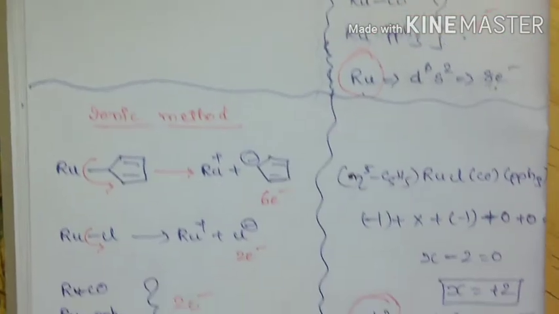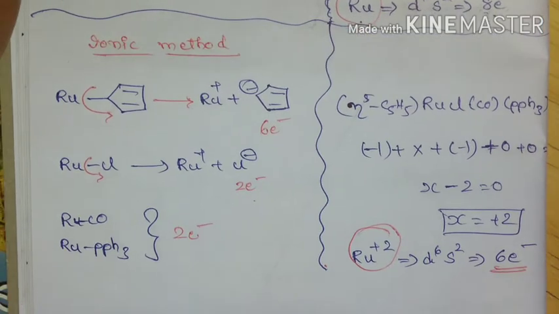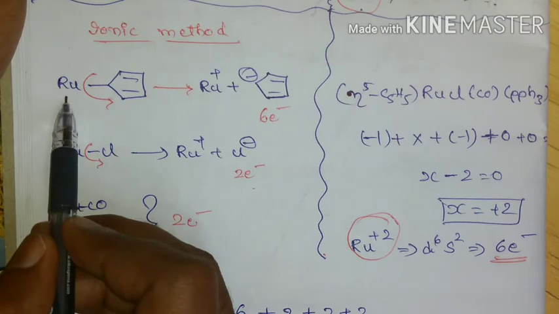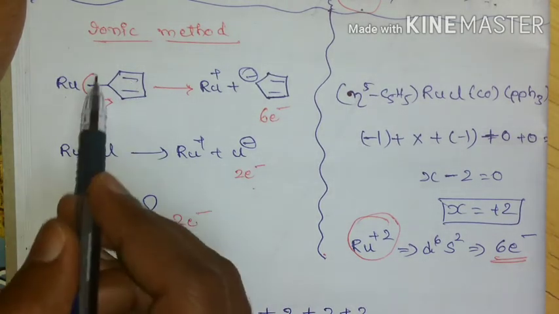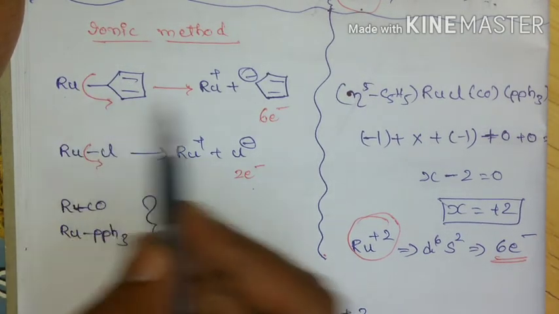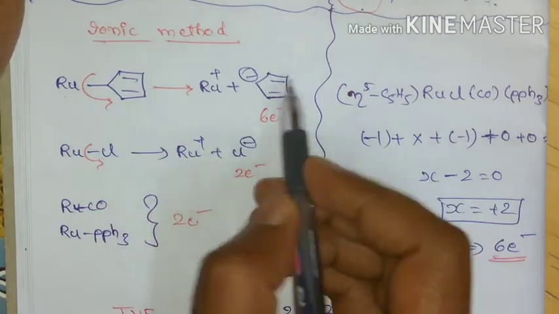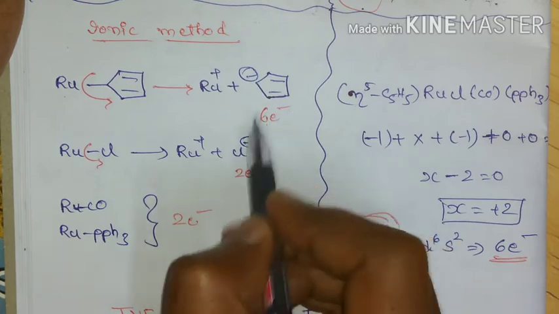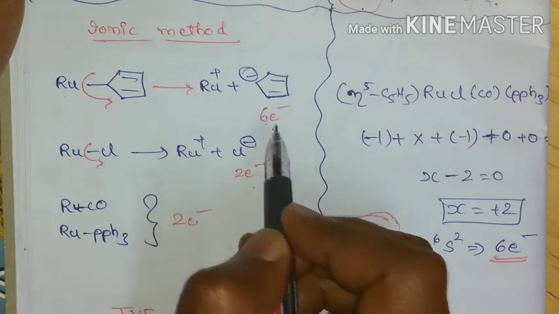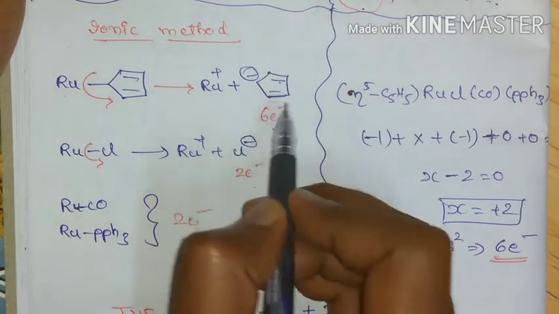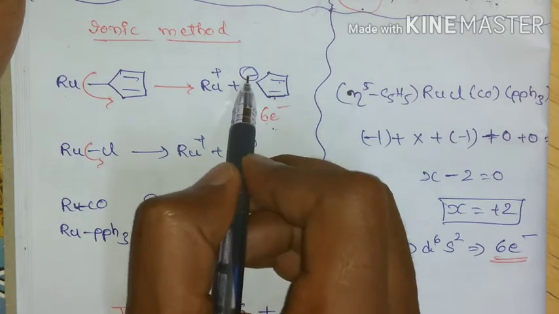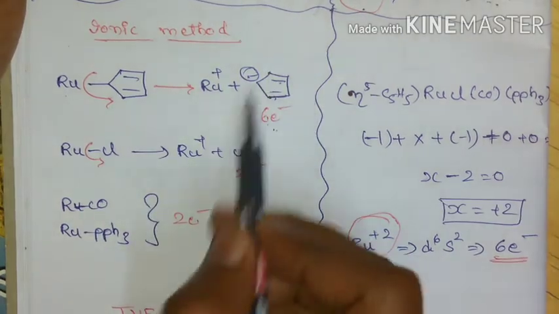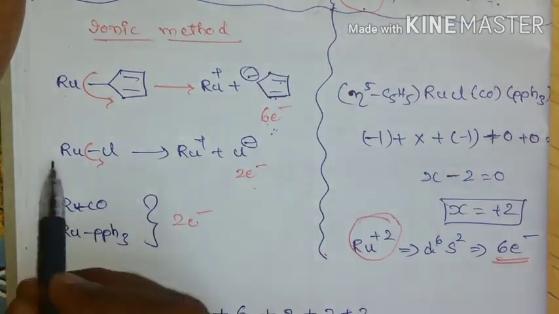So if you see the ionic method, in the ionic method we are going to do heterolytic cleavage, means between ruthenium and this ligand we are going to do heterolytic cleavage. After doing heterolytic cleavage, this contribution will change. Now it is contributing 6 electrons, means 2 from this pi bond, 2 from this pi bond, and 2 from this negative charge. Hence it is going to contribute 6 electrons.